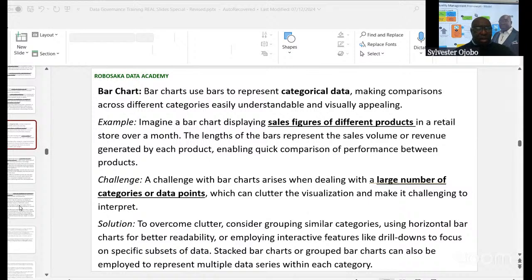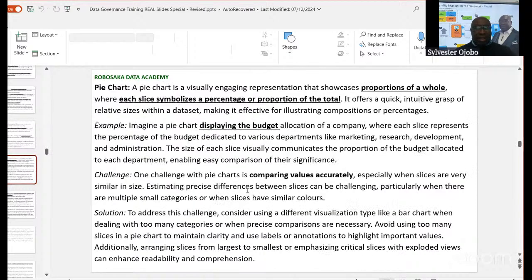Right. Moving forward, we have the pie chart. A pie chart is usually an engaging representation that showcases proportions of a whole, where each slice symbolizes a percentage or proportion of the total. So you know what that means easily. If you have 100% of what you're looking for, you have slices of 2%, 3%, or maybe 40-something%. So you can easily use that.